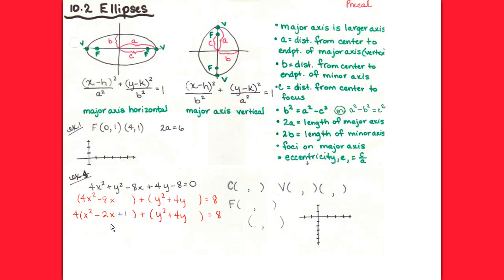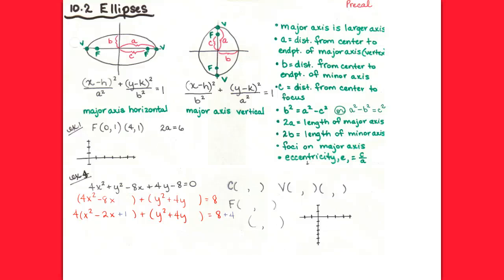But hang on. This 1 that we just added right here is inside parentheses that are being multiplied by 4. So when I inserted that 1, I inserted 1 inside parentheses being multiplied by 4. What did I really add to that side? 4. So I need to add 4 to the other side to balance that out, not 1.